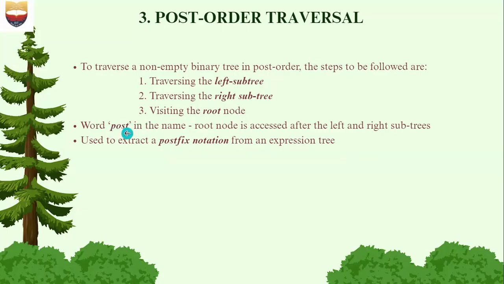The term "post" in the name post-order refers to the root node being accessed or visited after the left and right subtrees. So in this traversal, we visit the root node last, that is, only after visiting the left as well as right subtrees. This traversal is used to extract a postfix notation from an expression tree. If you are given an expression tree, just by doing post-order traversal on the given tree, you can determine the postfix notation of that expression.